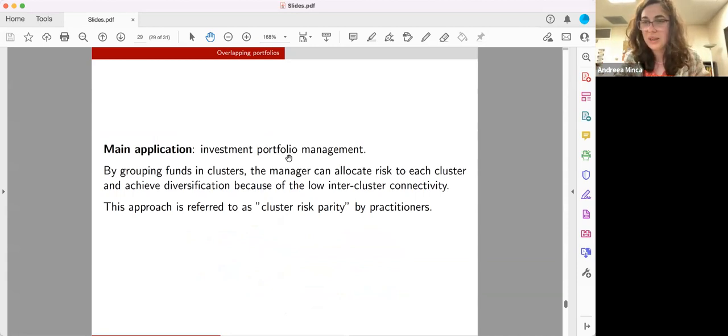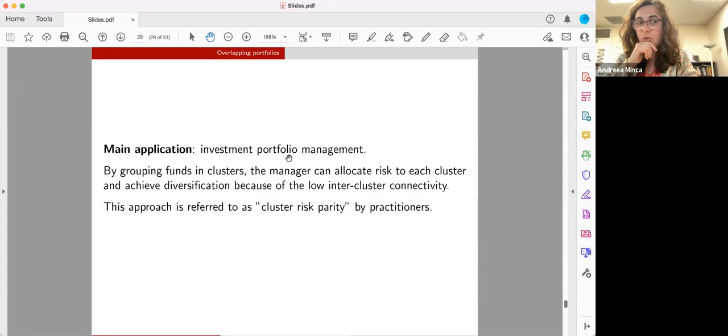I just want to take 1 or 2 minutes realistically on another application, which could have applications to investment portfolio management. Of course, I didn't look at the performance. I didn't test it out of sample, but that is something that could be considered. So let's say you can look at funds, mutual funds or hedge funds, or basically any institution that reports their holdings in the 13F filings.